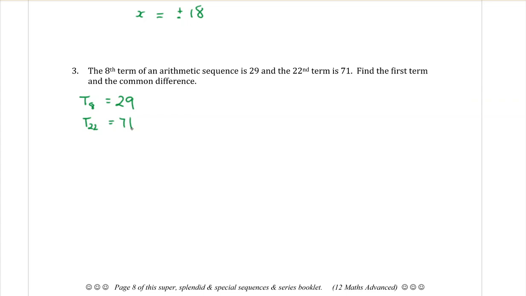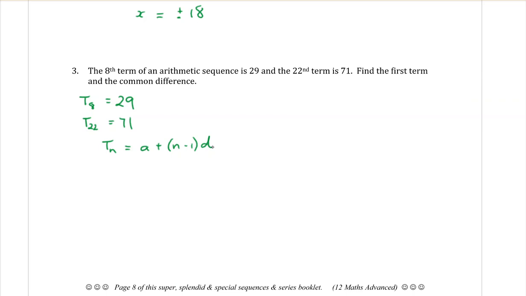Now they are both arithmetic progressions. What is the formula for an arithmetic progression? T of n equals A plus n minus 1 bracket d. These formulas are all on your formula sheet, okay? So don't stress about them.